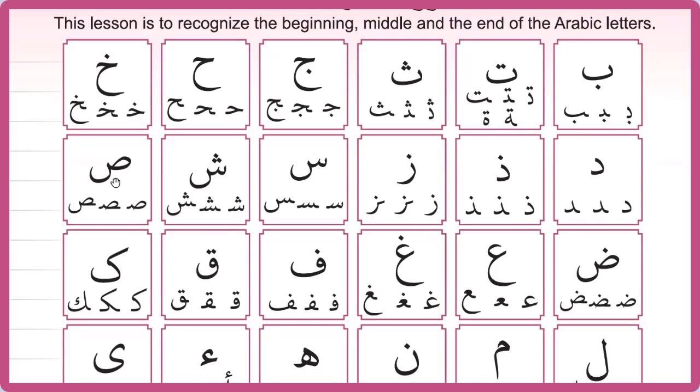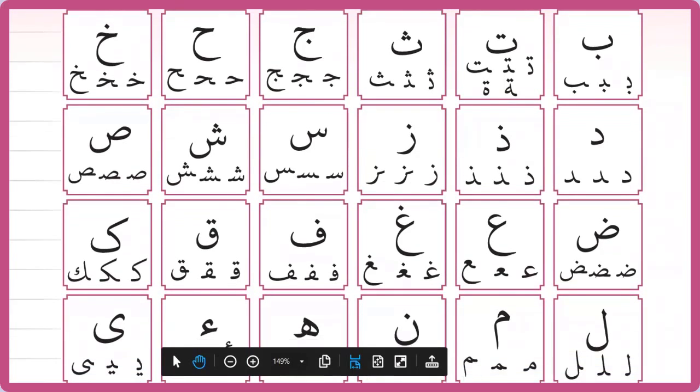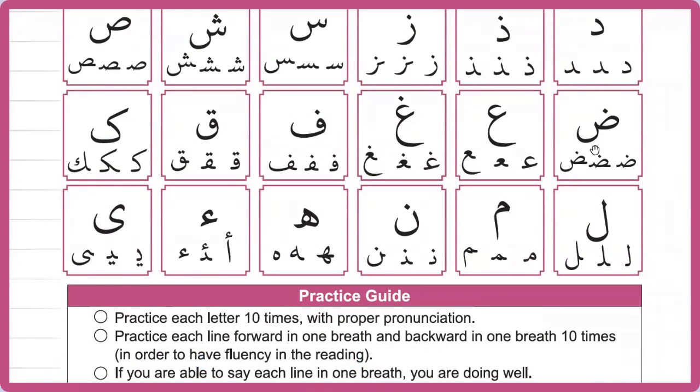And swad, swad, saw, nail, hammer, saw. So this is the saw, S-A-W, right? And this is the beginning, middle, and end shape. Then the next letter is dod. Dod is also a heavy letter. And there are 3 different shapes here.